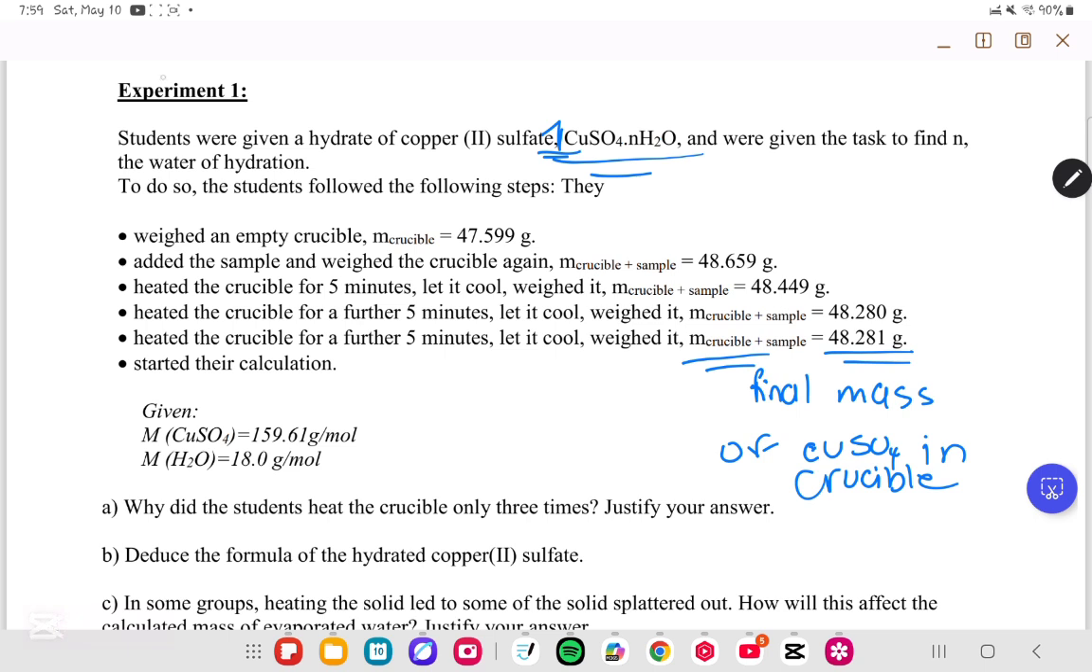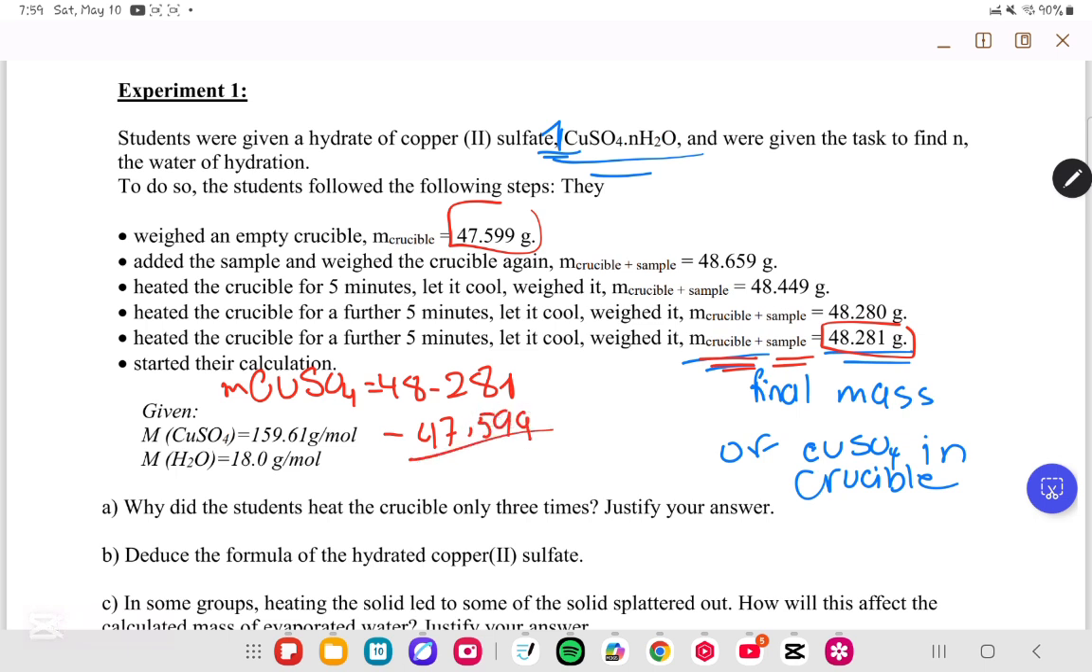So look over here. You have the mass of the crucible plus the sample, which is 48.281 grams, whereas the mass of the crucible itself is 47.599 grams. So the actual final mass of CuSO4 is the mass of crucible plus sample, 48.281, minus 47.599. You put it on your calculator, you solve it, and you're going to get an answer of 0.682 grams. So this is the final mass of CuSO4.